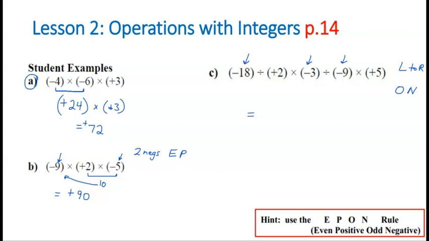So I know the answer is going to be negative, and now I can ignore the signs. I'm going to work left to right. 18 divided by 2 is 9. 9 times 3 is 27. 27 divided by 9 is 3. And 3 times 5 is 15. My answer is going to be negative 15 for this question.